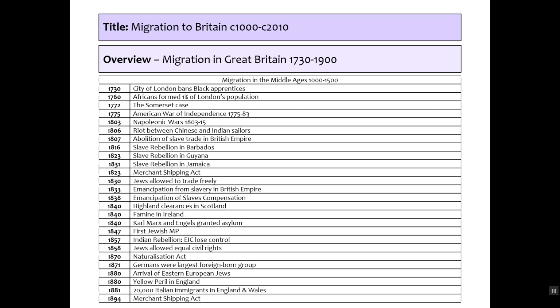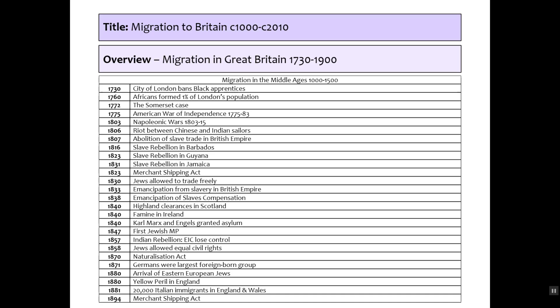In 1730, we've got the City of London banning black apprentices, some of the negatives. We've got 1% of the London population being formed by Africans in 1760, and then we've got some of the beginnings and rumblings of the abolition movement. Obviously, in this period, the RAC start to ramp up trade and enslaves, and of course we have the negatives as a result of that. We've got the American War of Independence, where black people fight for the side of Britain. We've got riots in 1800, and then we've got the abolition of the slave trade in the British Empire. We've got slave rebellions, we've got the Merchant Shipping Act.